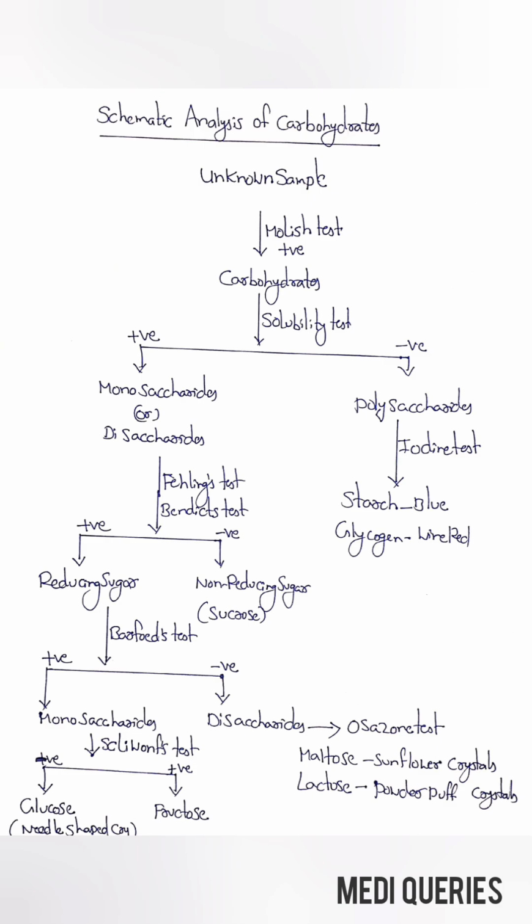For monosaccharides, conduct a Seliwanoff's test. If it gives positive, this indicates the presence of fructose. How we will conduct this Seliwanoff's test: to the sample solution add Seliwanoff's reagent and boil on a water bath. It will give a red color precipitation, which indicates the presence of ketoses. This is how we will analyze the carbohydrates.